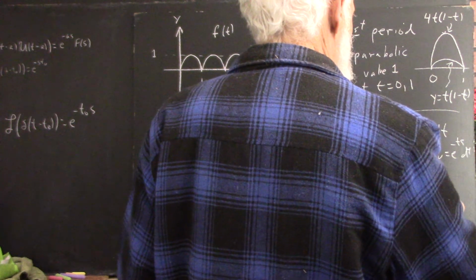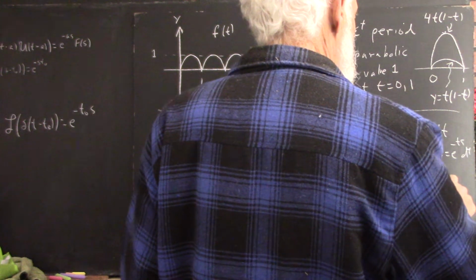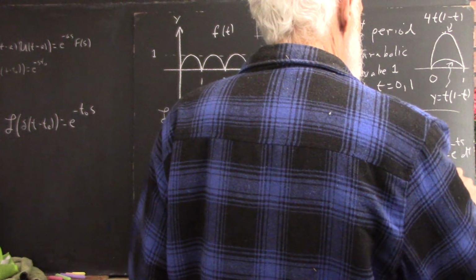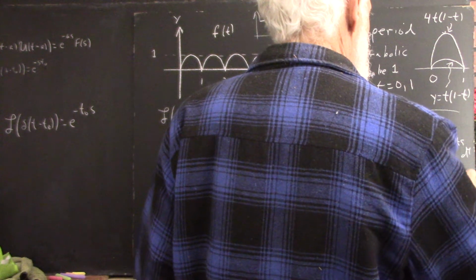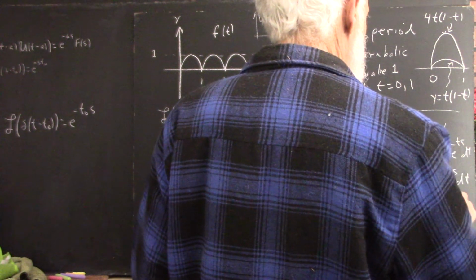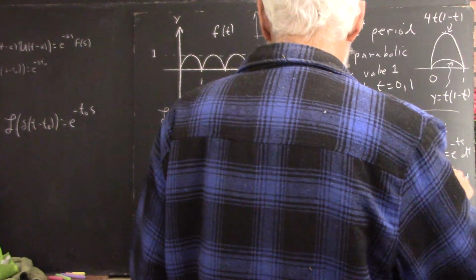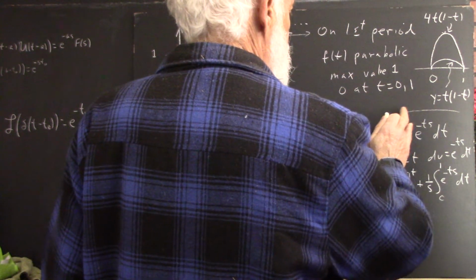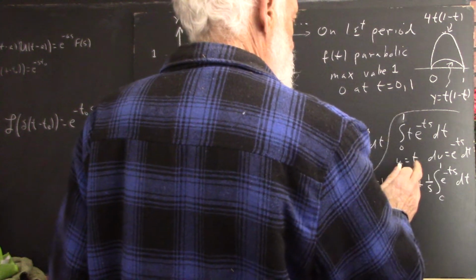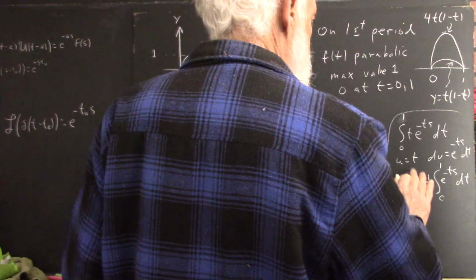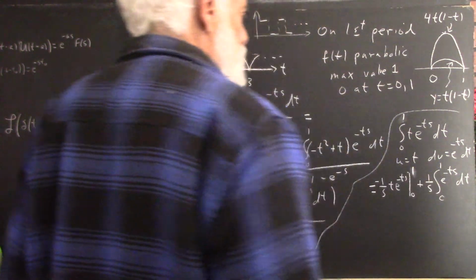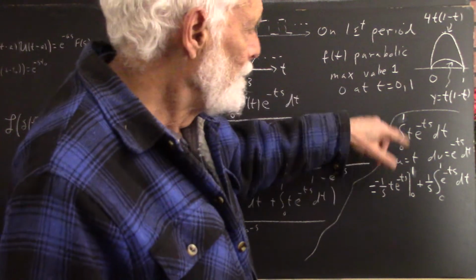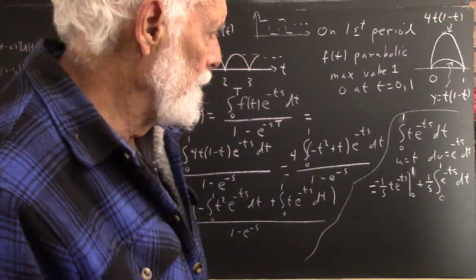And again, you're going to get a 1 over s, times the integral of just e to the negative ts dt, from 0 to 1. If I was going to use a T here, I should have used a capital T, shouldn't I? I don't want to confuse a capital T with a little t.